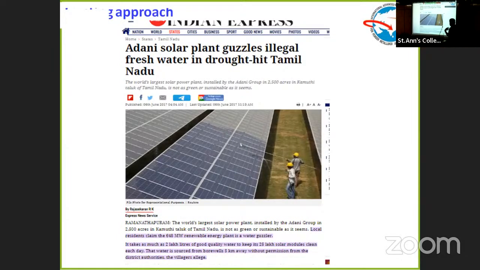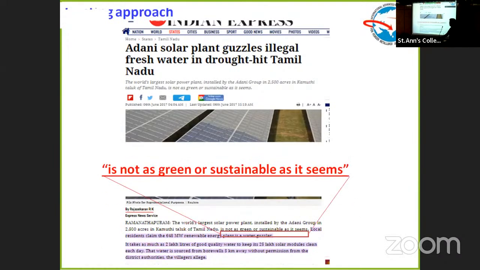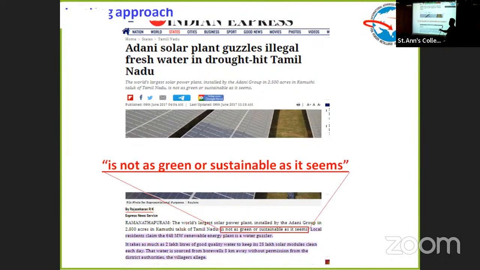Then the government came forward to defend: we didn't give any permission to take the water. This solar power plant is in Kamuthi, in the south part of Tamil Nadu, which always has a very serious issue of drinking water.